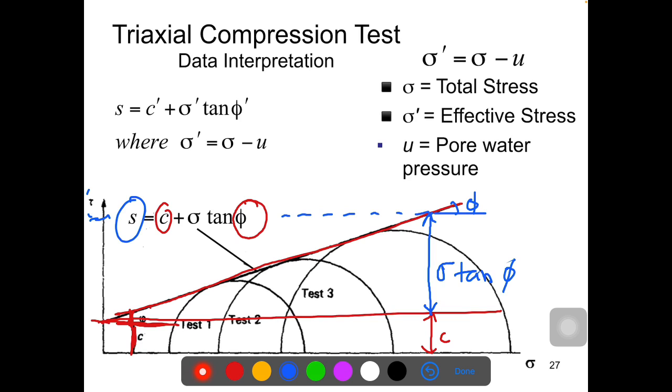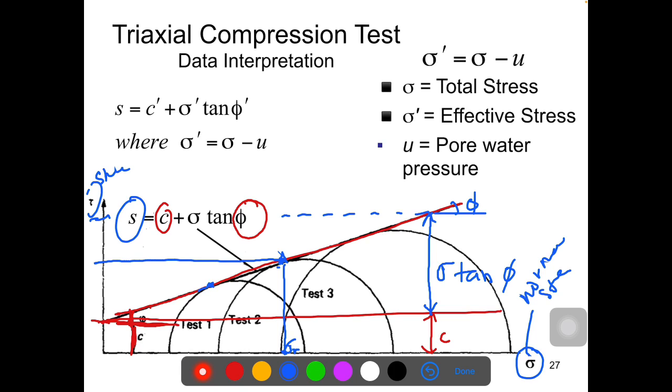This is S, the shear strength. This is the normal stress, and this is the shear stress. Once the circle touches the envelope, it fails. So this is the shear strength for this particular stress. When it is touched, this is the shear strength of that particular stress.